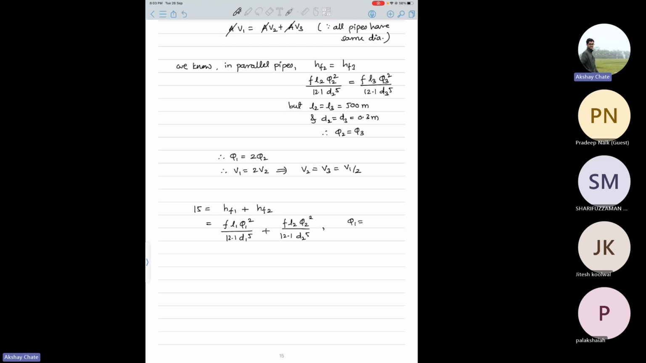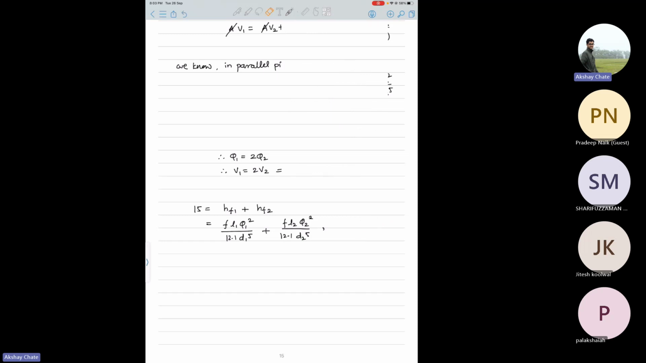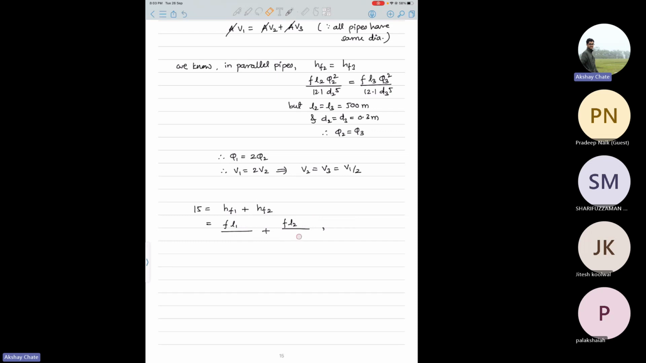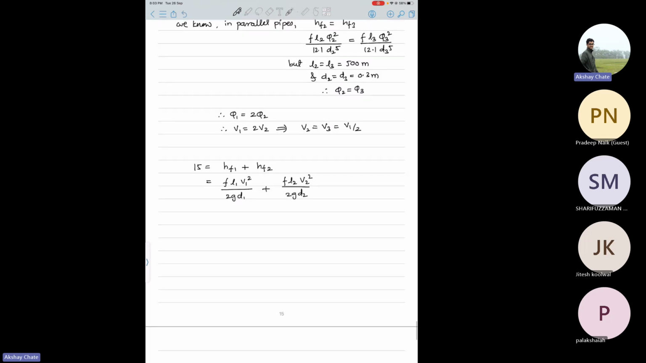We know that Q1 is 2 times Q2. Or maybe rather than using this, we can use the simple formula f L V square by 2 g D, because we know the velocity relation, so that will be very easy. So that will be f L1 V1 square by 2 g D1 plus f L2 V2 square by 2 g D2. We know that V1 is 2 times V2, and D1 and D2 are the same, 0.3 meters. L1 and L2 are the same, which is 500 meters. And f is 0.02, given in the problem.